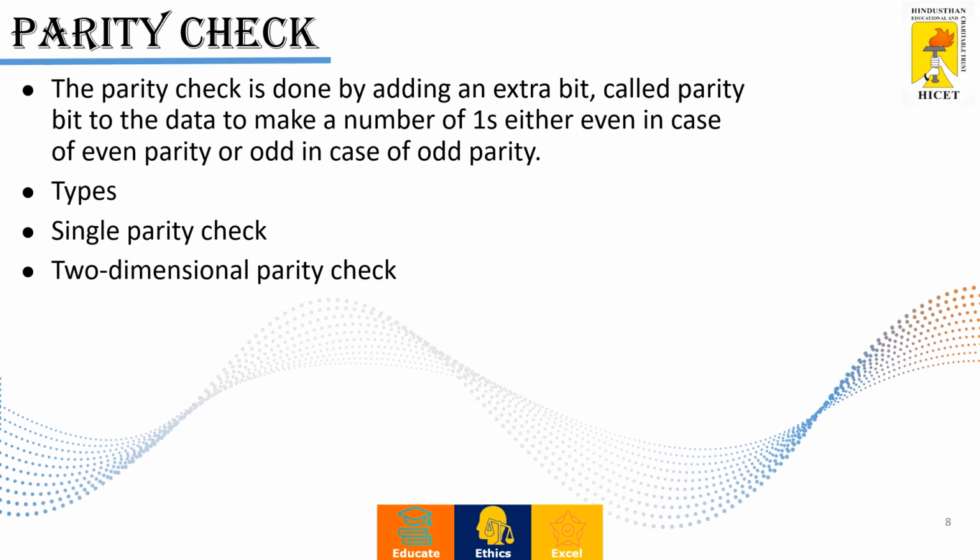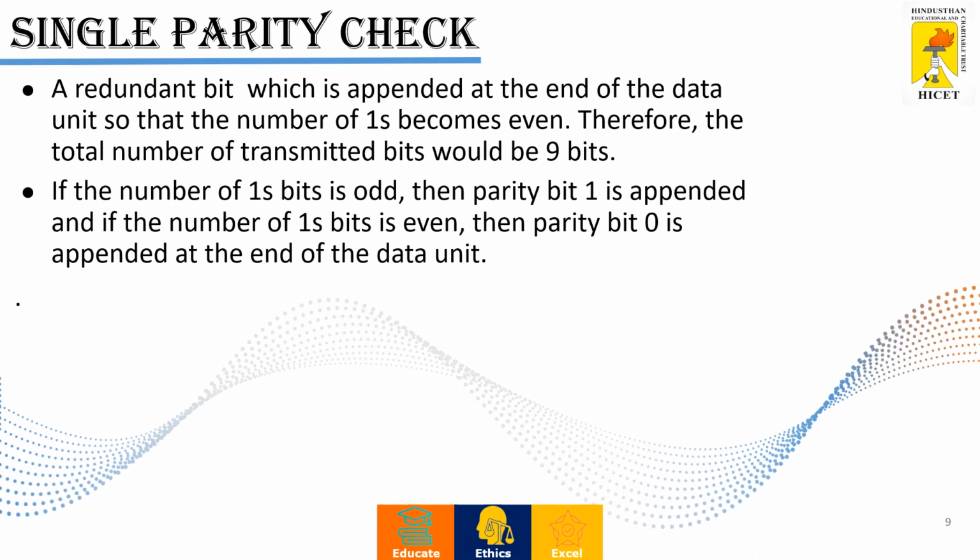Let us come to know what is a parity check. The parity check is done by adding an extra bit to the data to make the number of ones either even in case of even parity or odd in case of odd parity. While creating a frame, the sender counts the number of ones in it and adds the parity bit. The parity check is divided into two categories. One is single parity check and the other one is two-dimensional parity check.